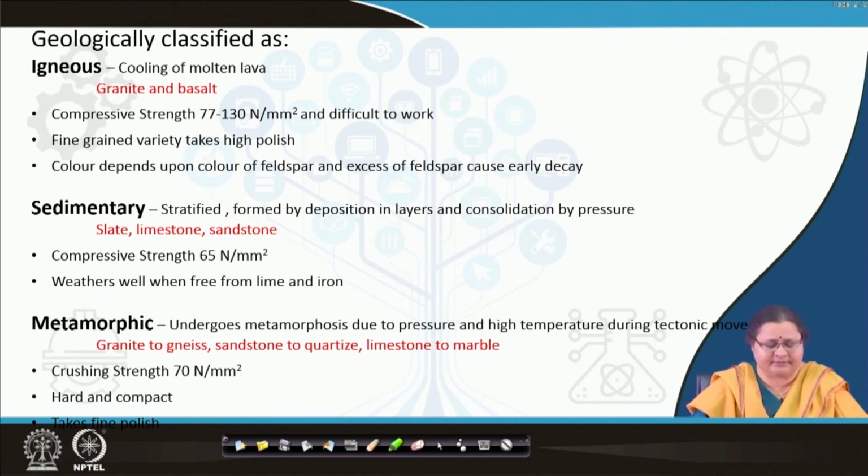and they are free from lime and iron. And the third is the metamorphic rock, which we had already discussed, when due to pressure and high temperature due to tectonic movements, these sedimentary rocks, limestone, slate and sandstone, become metamorphosed. Granites get metamorphosed to gneiss, sandstone forms quartzites and limestone forms marble. And here also you see they have a crushing strength of 70 Newton per millimeter square. They are also hard and take fine polish.